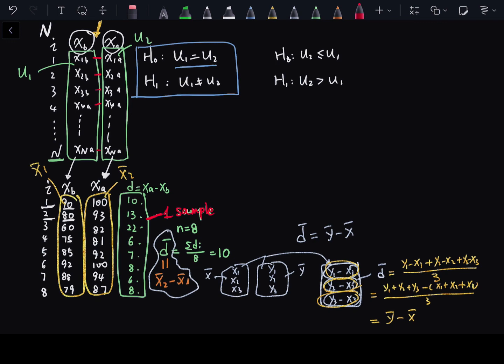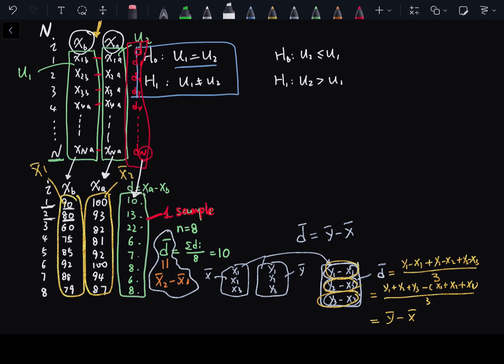So I can add another column D: D1, D2, D3, D4, all the way to Dn. So this is the corresponding population. This population contains this number of differences, and you randomly choose a sample from it. So you just focus on this population and this sample.